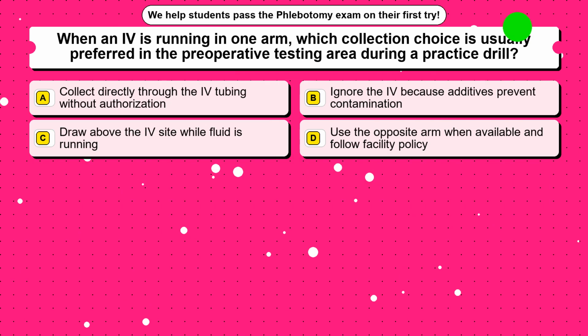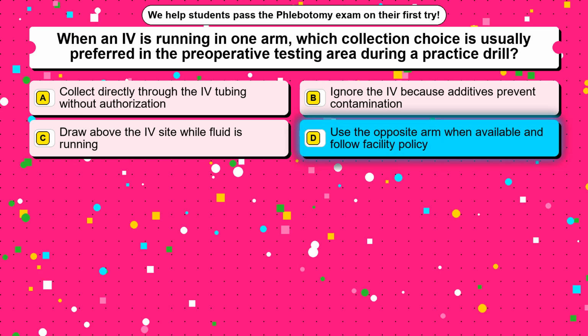Question 31. When an IV is running in one arm, which collection choice is usually preferred in the preoperative testing area during a practice drill? Option A. Collect directly through the IV tubing without authorization. Option B. Ignore the IV because additives prevent contamination. Option C. Draw above the IV site while fluid is running. Option D. Use the opposite arm when available and follow facility policy.